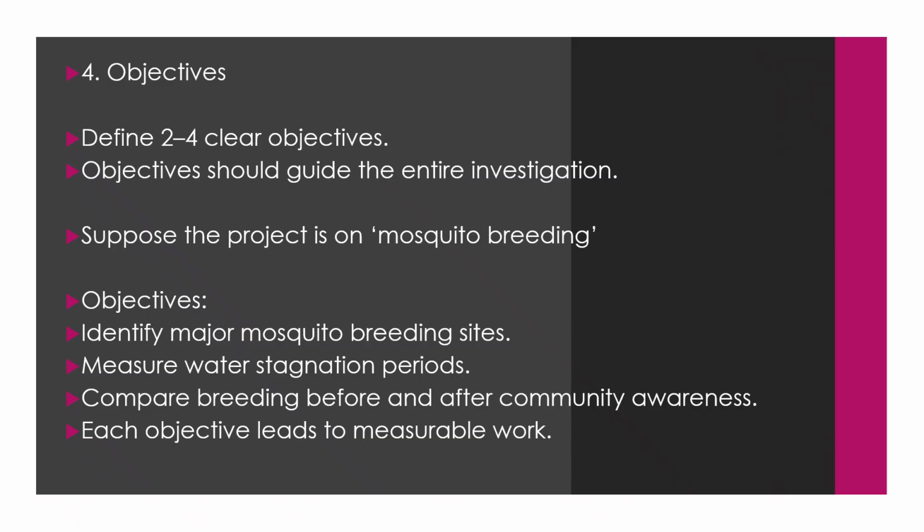Objectives. Define 2 to 4 clear objectives and they should guide the entire investigation. Suppose the project is on mosquito breeding. So the objectives could be identify major mosquito breeding sites, measure water stagnation periods, compare breeding before and after community awareness. Each objective leads to measurable work.